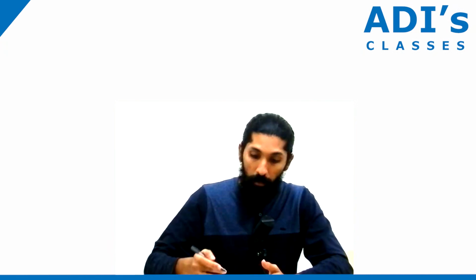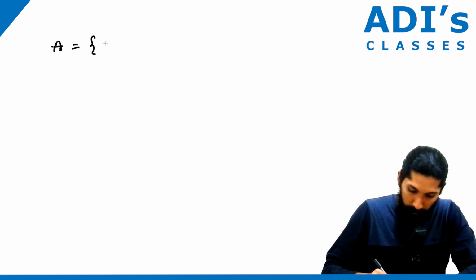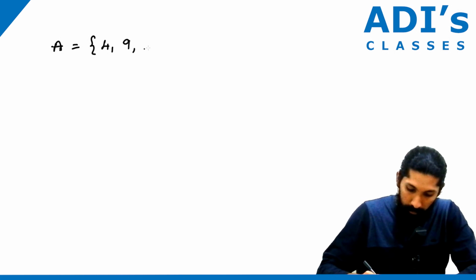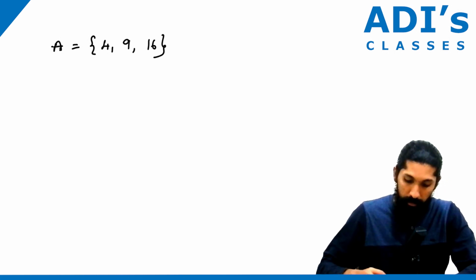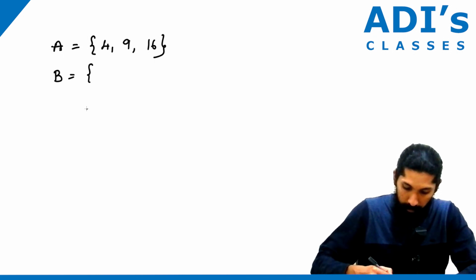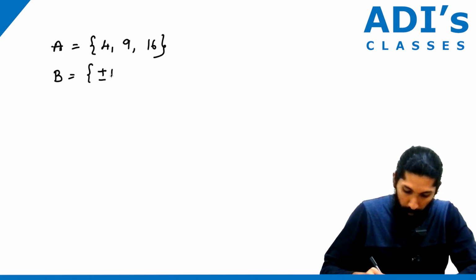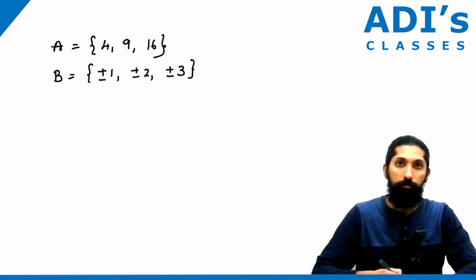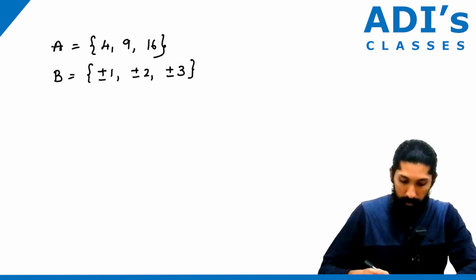Fair enough? So let's take one simple example. Suppose we have set A. Now set A, let's say this is 4, 9, 16. Just 3 numbers are there. Okay. And say we have set B, which has plus or minus 1, plus or minus 2, plus or minus 3. Fair enough? Plus or minus 1, plus or minus 2, plus or minus 3.